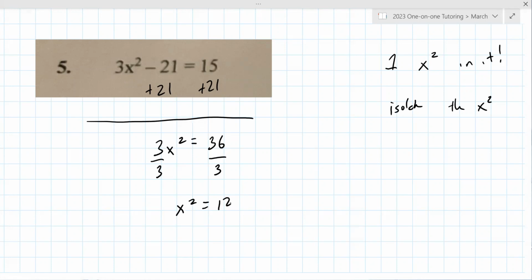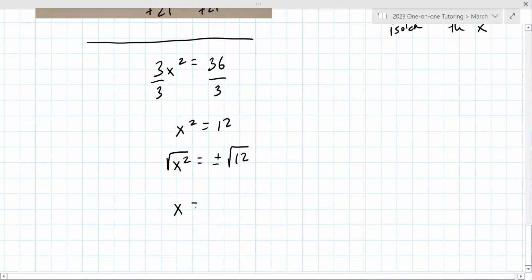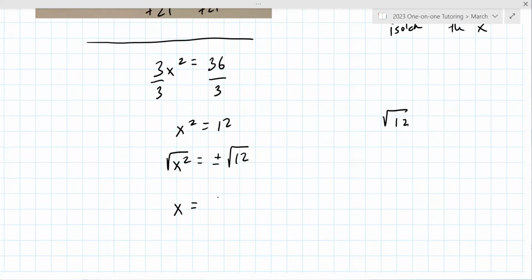From here, you would take the square root of both sides. Square root of x squared equals plus or minus the square root of 12. So this is where you have to remember how to reduce the square root of 12. That's what it's talking about where it says simplify all radicals. What do you remember about this square root of 12?